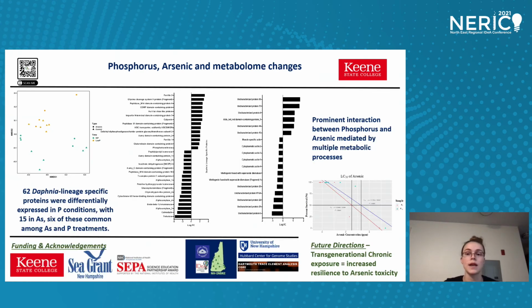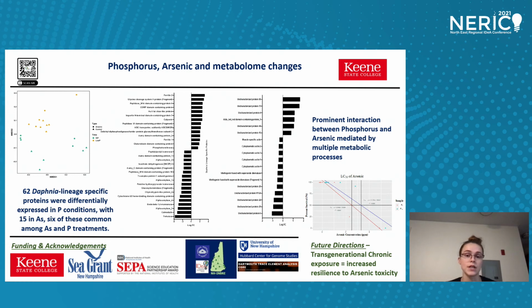Looking at the metabolome analysis in the NMDS, there was clear clustering among HP, high phosphorus in green, and LP in yellow, while arsenic in control showed no clustering. Bar plots showed top proteins of 62 differentially expressed proteins in phosphorus conditions on the left, and 15 differentially expressed proteins in arsenic on the right. Six were common among the two.